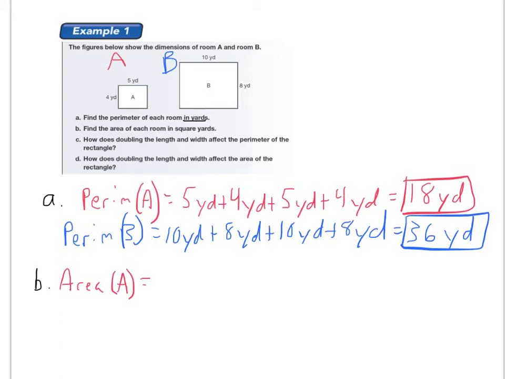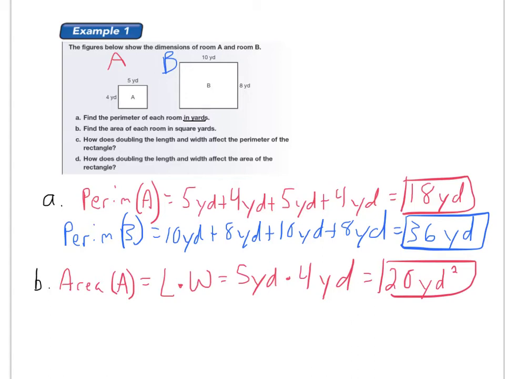Well, if you remember how to find the area of a rectangle, and I know this is a rectangle, that's what shape it is, the area of a rectangle is just its length times its width. Okay, so I'm going to just take 5 yards times 4 yards. Well, 5 times 4 is 20. And we'll learn this later with exponent rules they're called, but if I take a label times itself, yards times yards, that's yards squared.